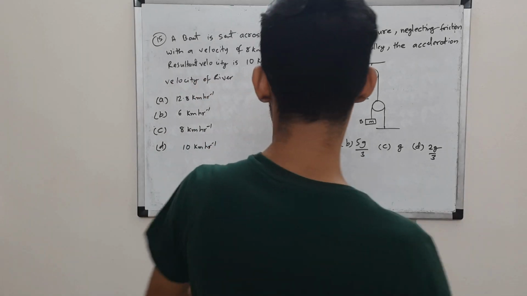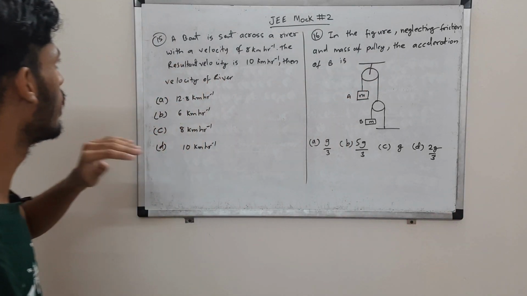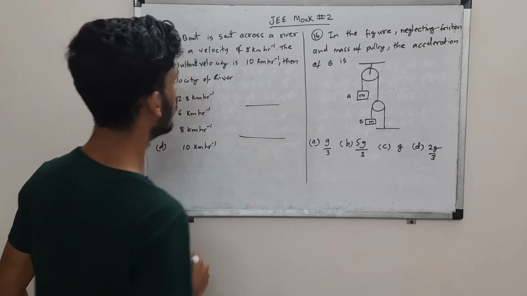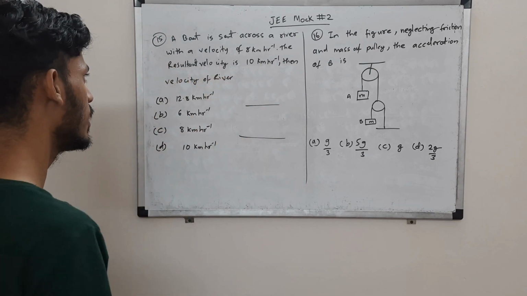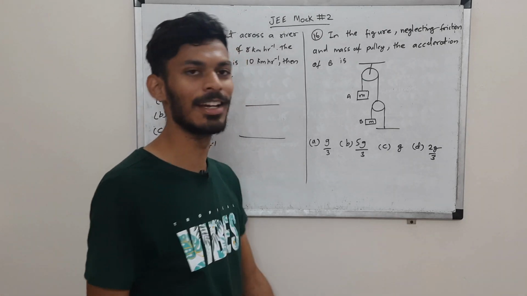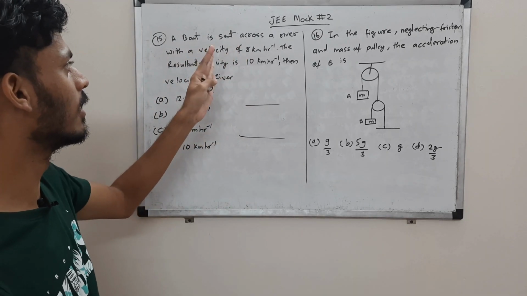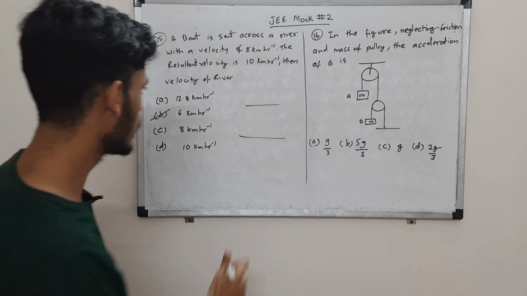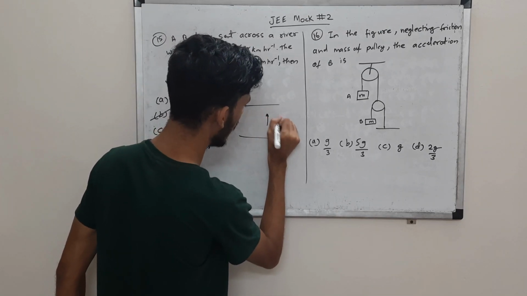15 and 16 over here, let's do it quickly. Question 15, we have a boat which is sent across a river with some velocity 8 kilometers per hour. The resultant is 10. So the smarty pants can directly think about this. It's a triangle 6, 8, 10, right? So the correct answer should be option B, 6. Okay, so let's solve it for those who didn't get it.